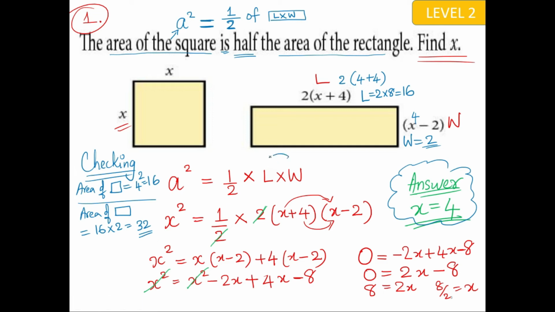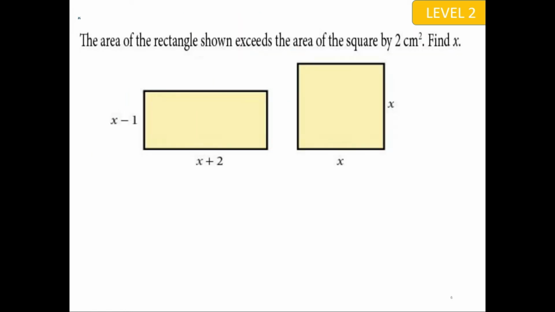Now trying to check this equation. Now you can clearly see that the area of the square, which is 16, is exactly half of the area of the rectangle. So 32 divided by 2 giving you 16. So moving on to the next question.